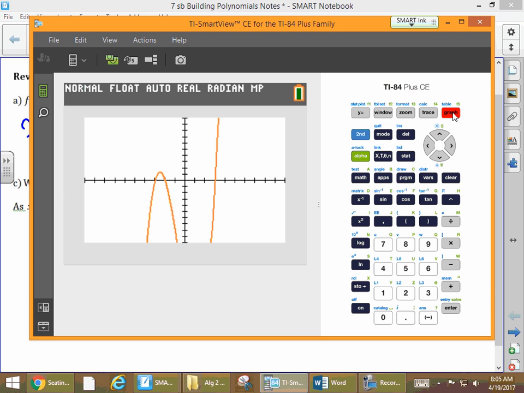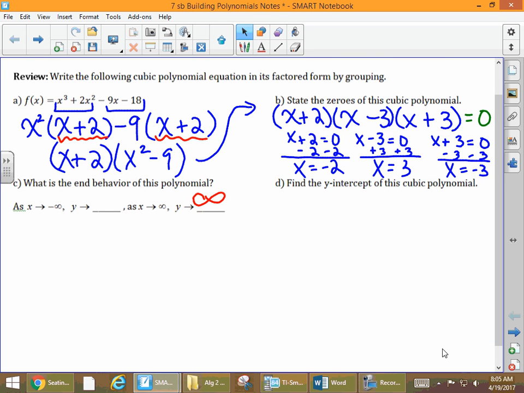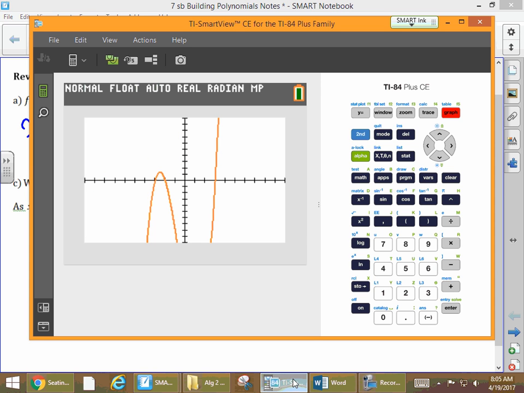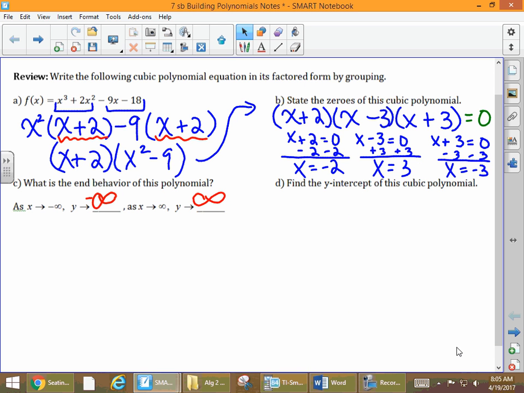Well, what's our end behavior here? As we go to the left on our graph, as x goes towards negative infinity, our graph is going in the downward direction. So x is going to negative infinity. And as x goes to positive infinity, which is going towards the right on the graph, our graph seems to be going in the upward direction, which means that we're going to positive infinity. So there is our end behavior.